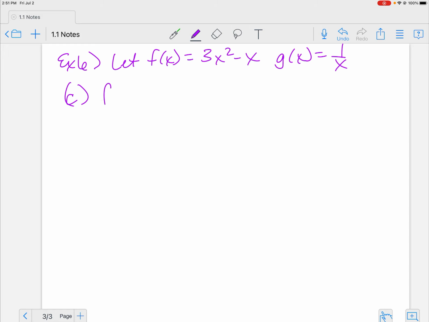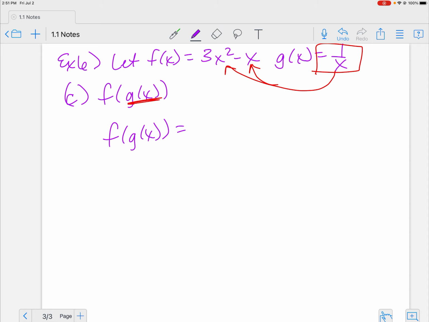So I'm going to skip over here to C because this is review. f of g of x, meaning that I'm taking my g of x and plugging it into my f of x function, right? So I have f of g of x is going to say 3 times 1 over x squared minus this 1 over x. Clean it up a little. 3 over x squared minus 1 over x.